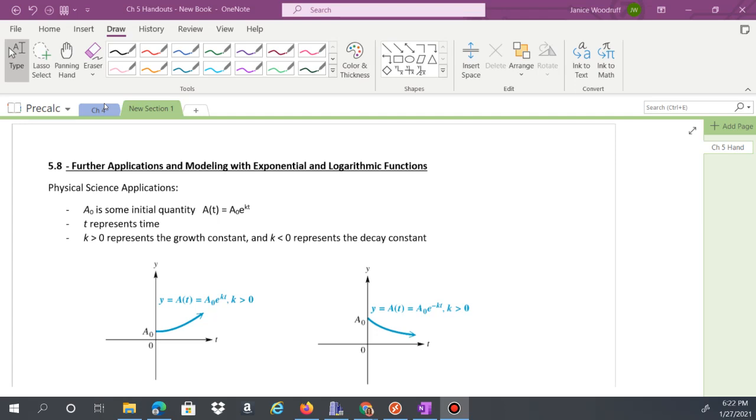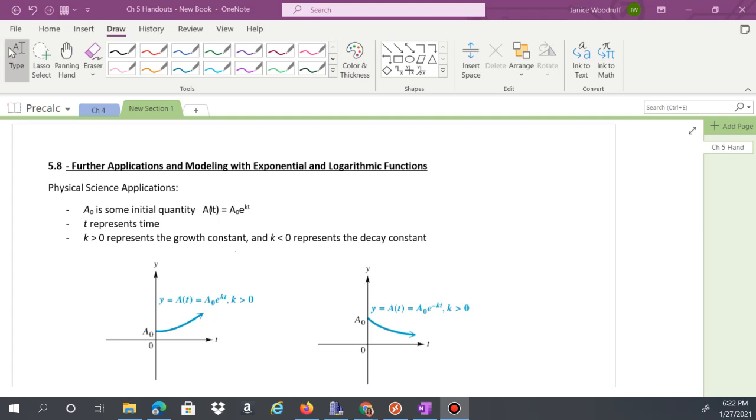5.7. There's no homework assignment on 5.7. 5.8 is just all of the real world stuff with your exponential equations. So you have exponential growth and decay. That is the first thing that we're looking at. So that's physical science, things like that.